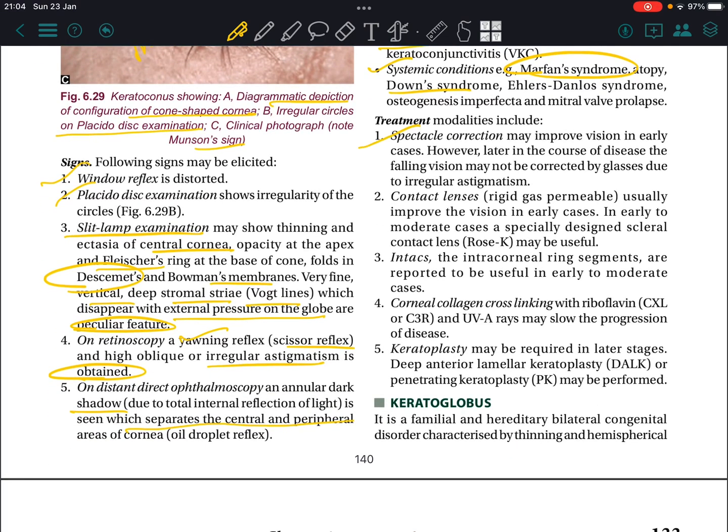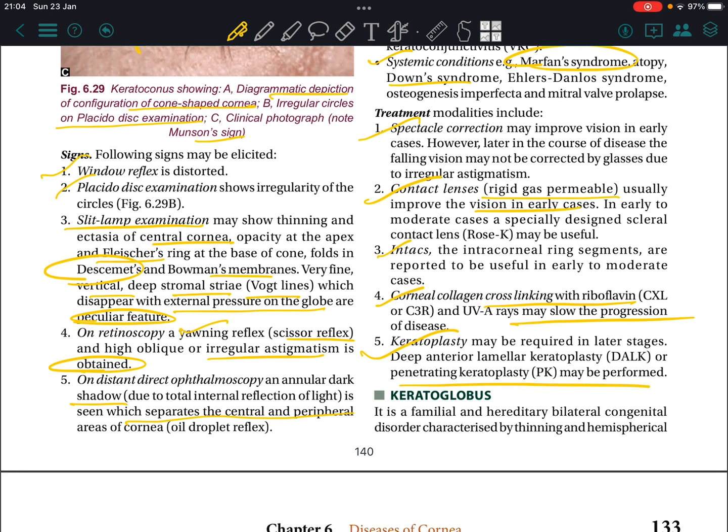Treatment: spectacle correction, contact lens, intacs, corneal collagen cross-linking with riboflavin and UVA rays, which may stop progress of the disease. Keratoplasty may be required in later stages: deep anterior lamellar keratoplasty, penetrating keratoplasty. Contact lenses, rigid gas permeable, usually improve the vision in early cases. In early moderate cases, specially designed contact lens, Rose K, may be useful.